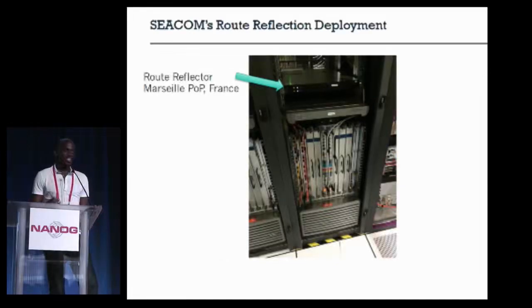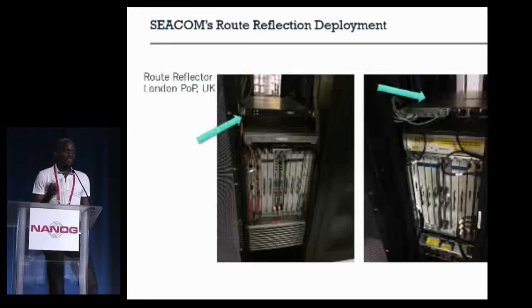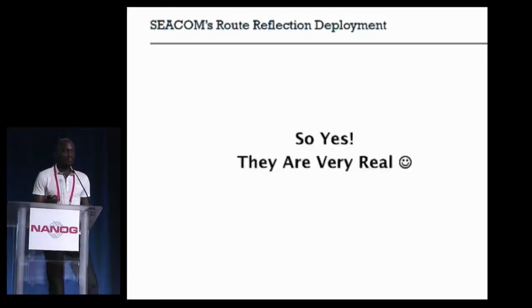Just to show you that they actually do exist and actually work, on top of that big bad router there is a little server there, a little HP job. As you can see, that is an actual route reflector running IOS XE as a VM. And that's another POP, front and back of the same. So they actually do exist.